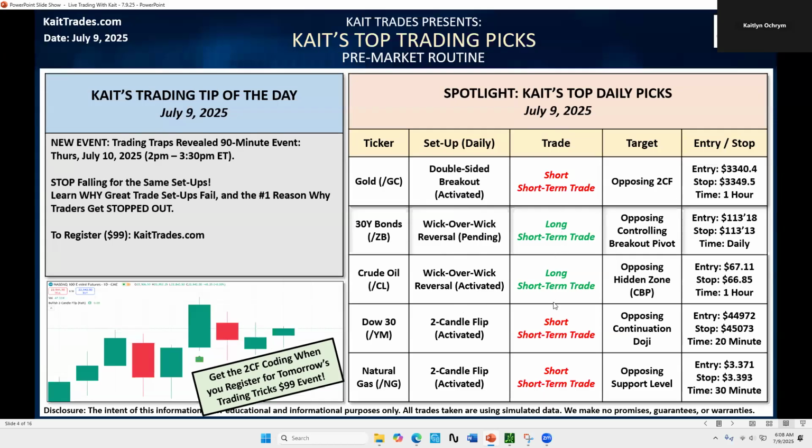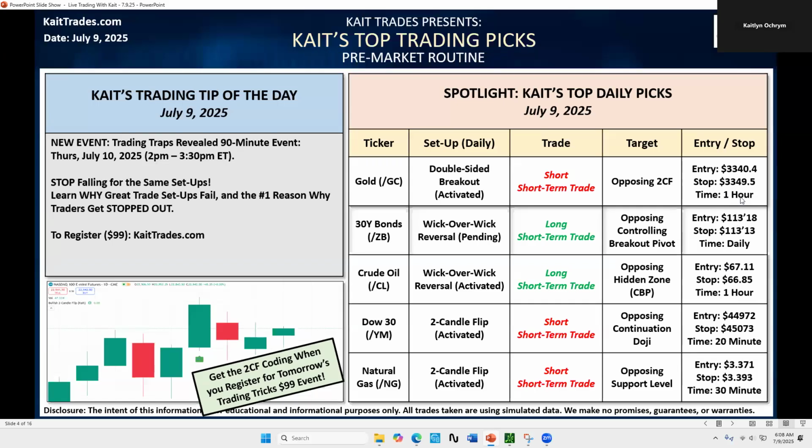Then we come over to the trade. So are we going long or are we going short based on the daily setup? And then is it going to be a long-term trade or a short-term trade? If it says long-term trade, that means we're trading along with the higher time frame trend. If it's a short-term trade, it may be a counter trend trade. The target is going to be an opposing zone, so whatever we're seeing on the other side where there's opposing buyers or sellers. And then I break it down for you guys, giving you the entry price and the stop price. So entry, stop, and also the time frame that I find that zone on.